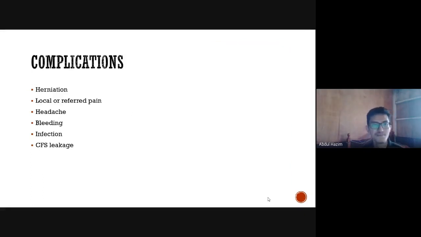Okay, next. So for the complications, lumbar puncture can cause herniation, local or referred pain, post-puncture headache, bleeding, infection, and also CSF leakage. Most of these complications we can avoid by performing a neurological examination before performing the lumbar puncture and also monitoring the patient throughout the procedure.